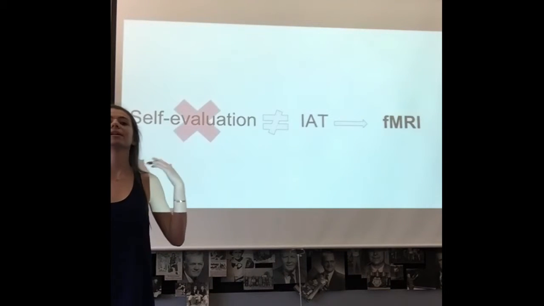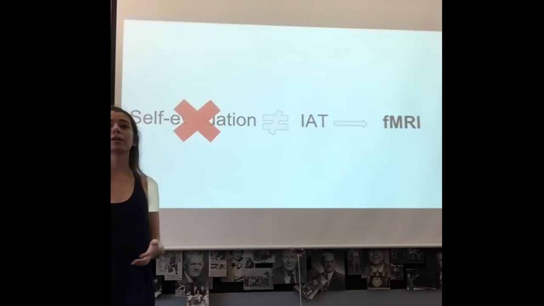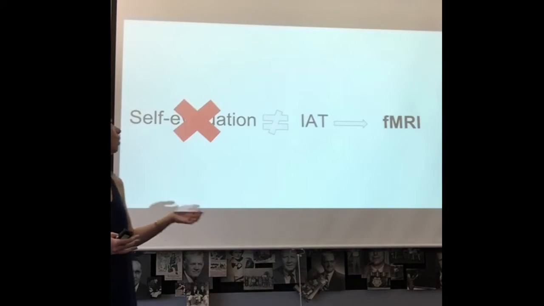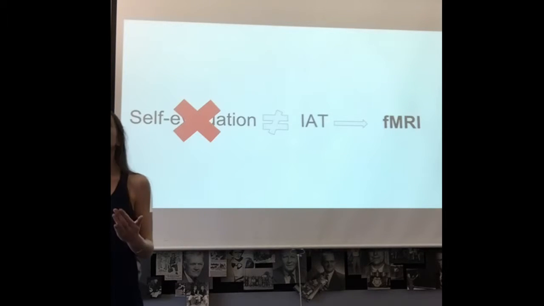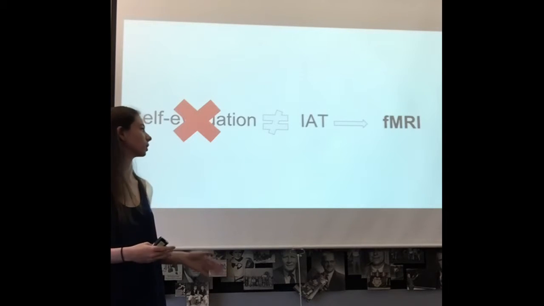Okay, so self-evaluations aren't necessarily going to correlate with IATs, and self-evaluations are not necessarily an effective way to measure, because public perception has too much of an influence on our explicit answers. So what now? How can we understand this problem on a deeper, more neurological level?